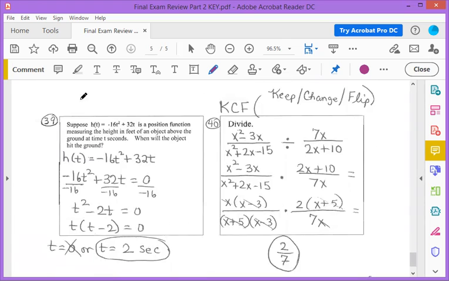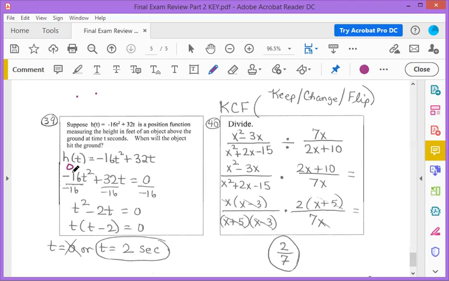All right, now the last two problems. For 39, we have this formula. Suppose this function gives you the height of an object above the ground based on the time t in seconds. Now, when will the object hit the ground? That's when our height is going to be 0. So when is that t value equal to 0? We want to first substitute our height with 0. And then we want to solve for t, so we can factor here.